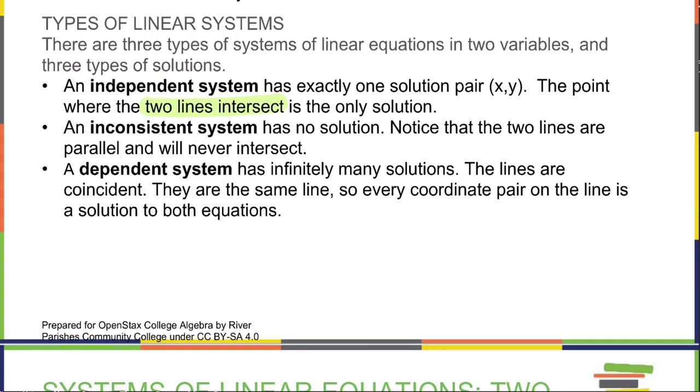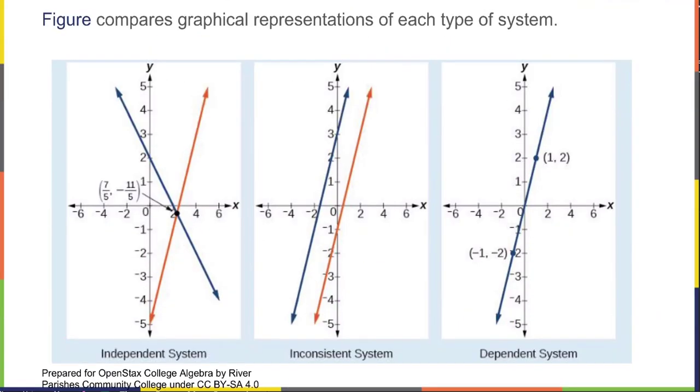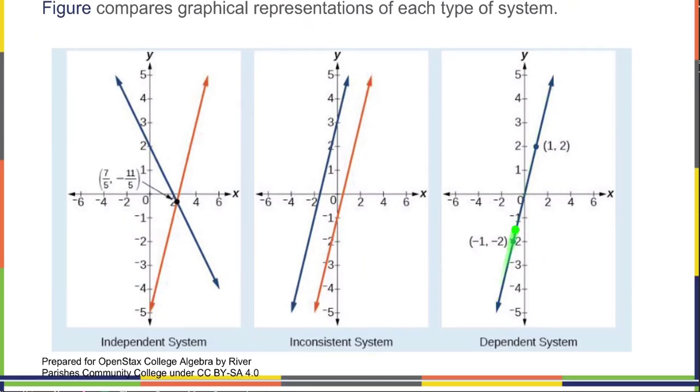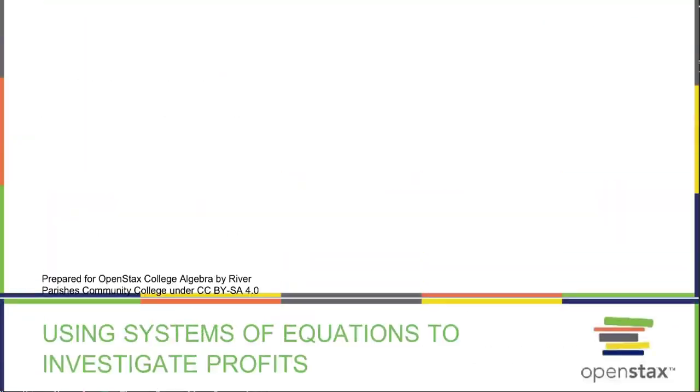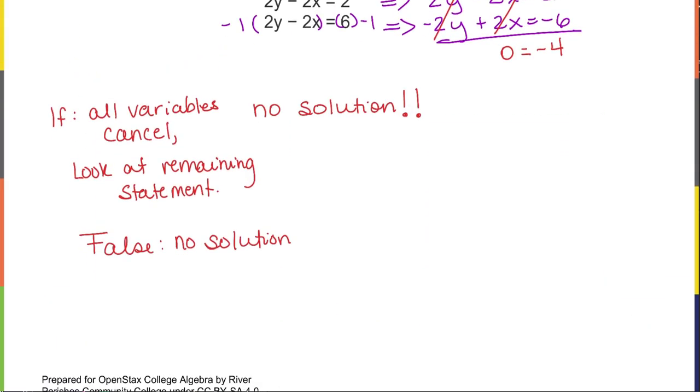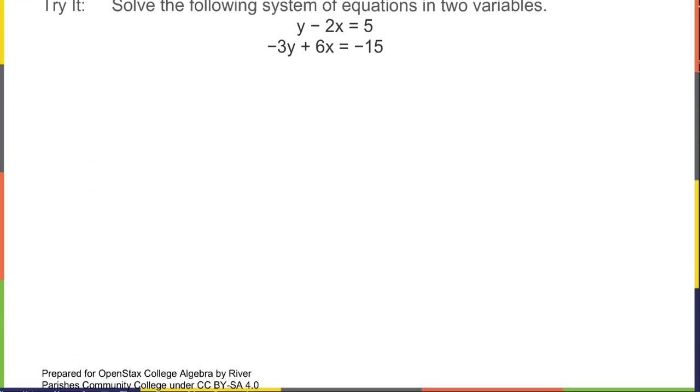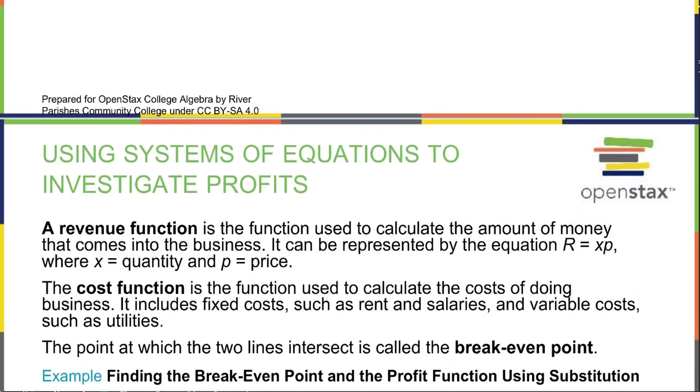Now, if we cancel out all the variables and we're left with a true statement, then that would be a dependent system, which means that the two lines are actually the same line. So going back to the bottom here, where were we? If you have a true statement, then you have infinite solutions because they cross at every single point. You have coinciding lines.